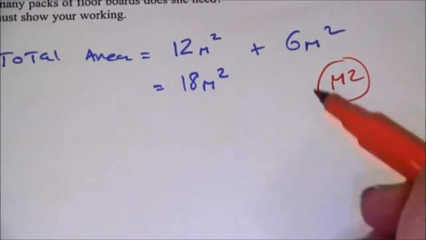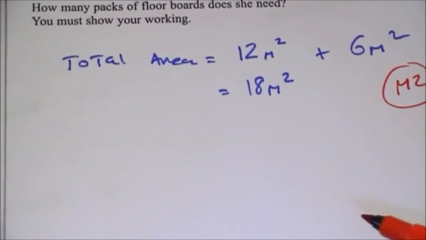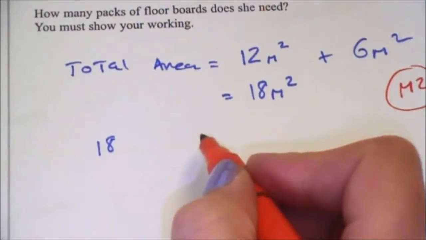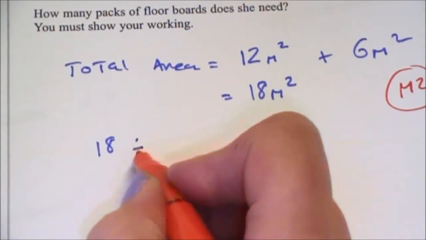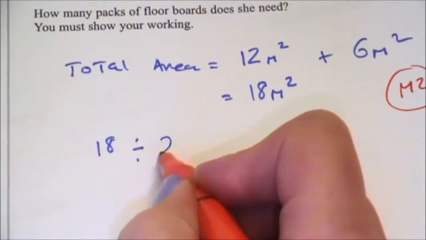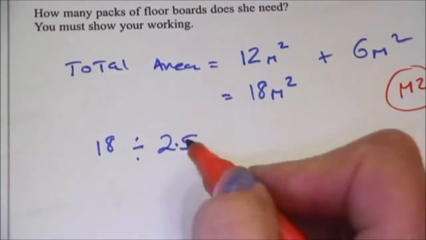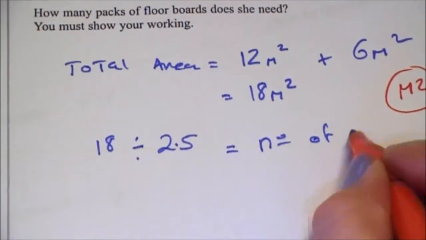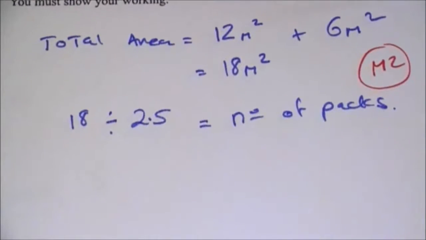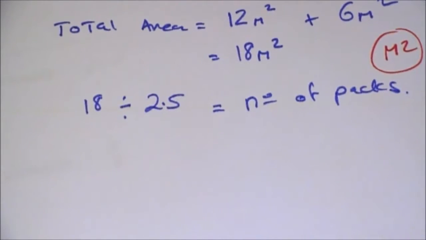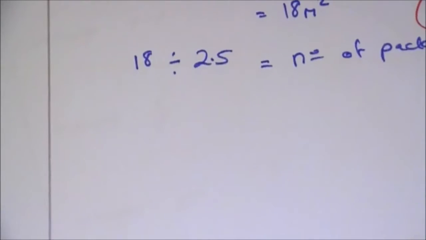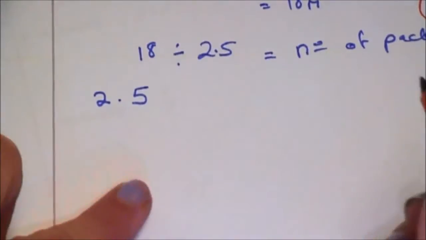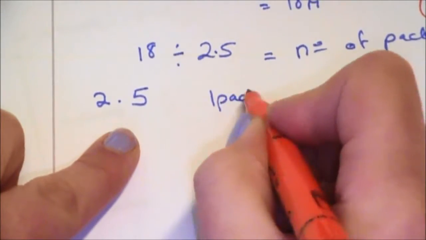Now the next part requires you saying how many packs are needed. We've got 18 meters squared, and if this was a calc paper I would divide that by the 2.5 meters squared that 1 pack covers, and that will give me my number of packs. But this is a non-calc paper, so I'm not going to use that. I need to find a method that I'm comfortable using. And in fact, for me, right now, that's going to be listing them.